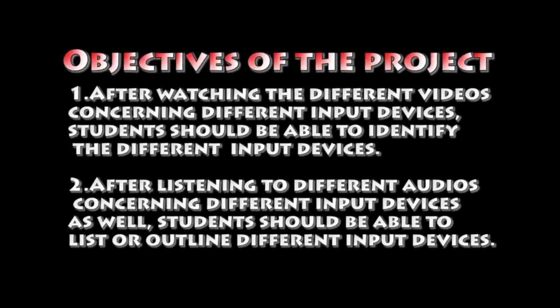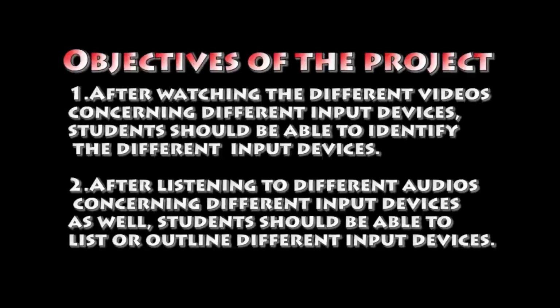The objectives: after watching the different videos, like the videos we have captured before, or the videos that you have seen before, concerning the different input devices, students should be able to identify the different input devices. And number two, another objective: after listening to the different audios, like now this part of the audio, concerning the different input devices, students should be able to list and outline the different input devices.